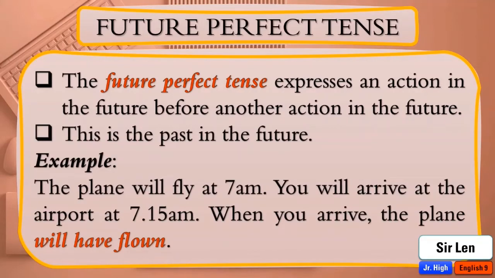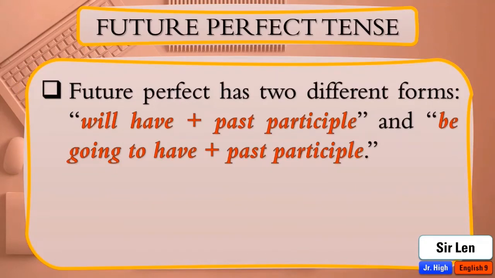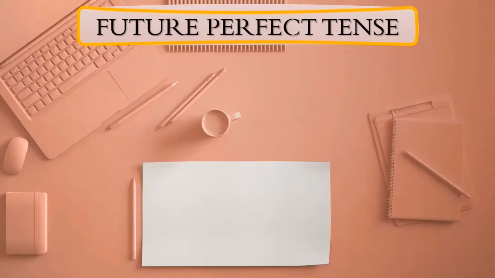Example: The plane will fly at 7 a.m. You will arrive at the airport at 7:15 a.m. When you arrive, the plane will have flown. The future perfect has two different forms: will have plus past participle and be going to have plus past participle. Unlike simple future forms, future perfect forms are usually interchangeable.